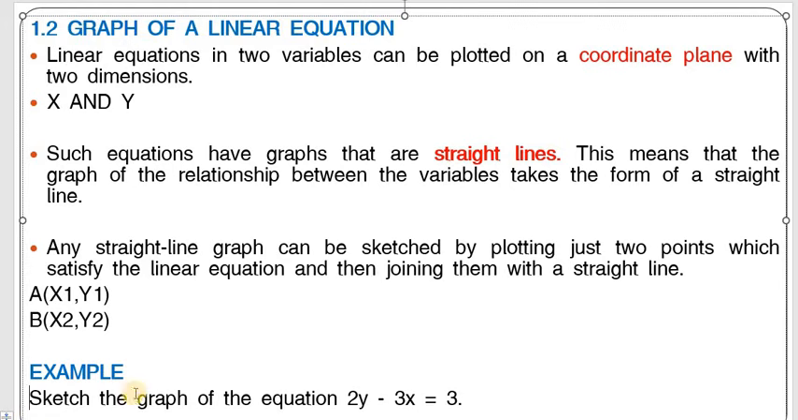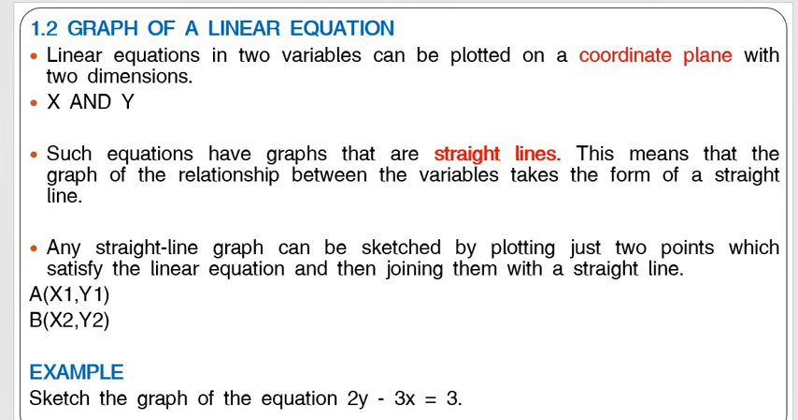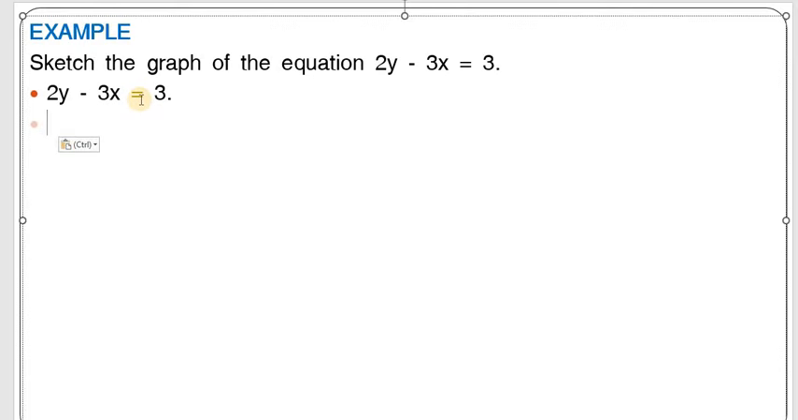So for example, sketch the graph of the equation 2y minus 3x is equal to 3. So የዚህን ግራፍ sketch ለማድረግ እንሞክራለን, ተከታተሉ. So now ይሄንን የዚህን equation ግራፍ sketch ለማድረግ ምን እንጠቀመው? We use simply intercept method እንጠቀማለን. intercept method ስንል basically ምን እናደርጋለን? Let x is equal to 0. x-አችን ከ0 ጋር እኩል ከሆነ what about the value of y?